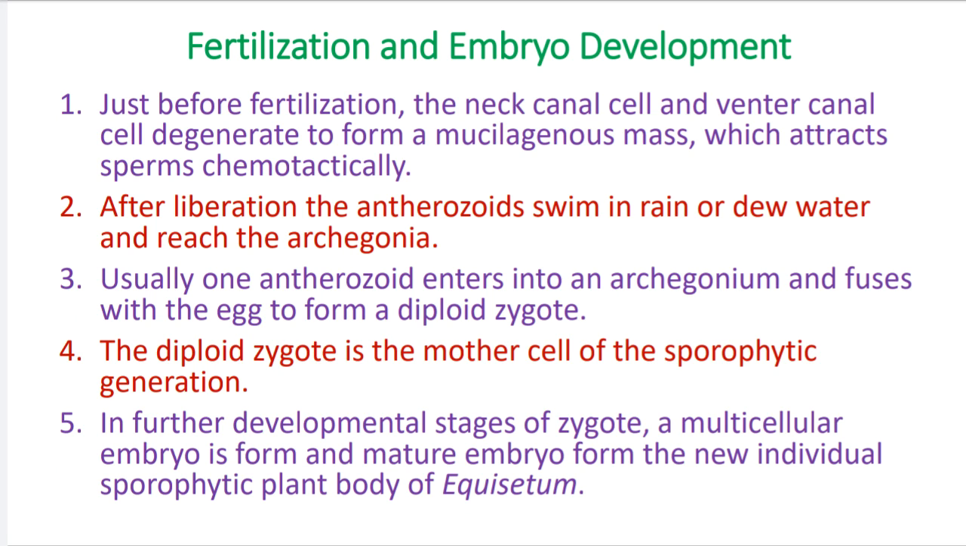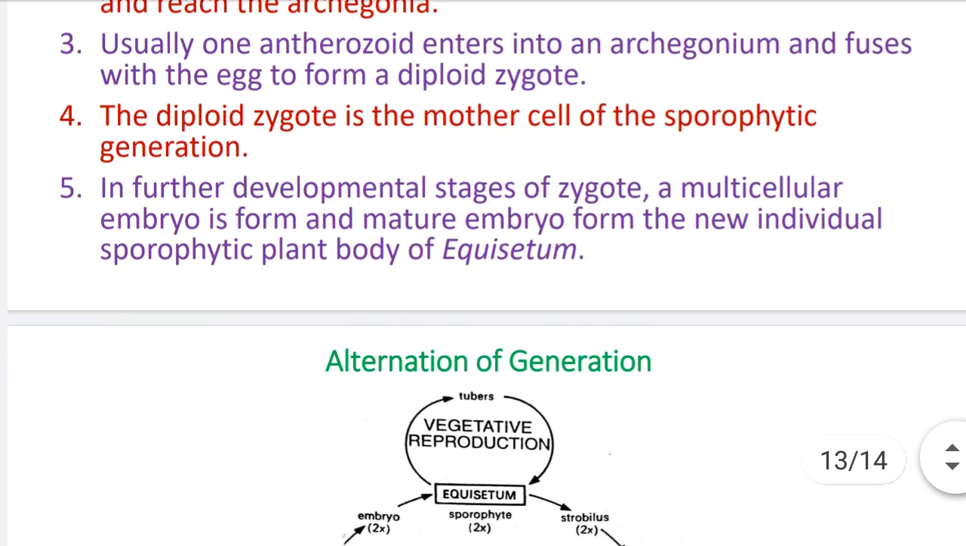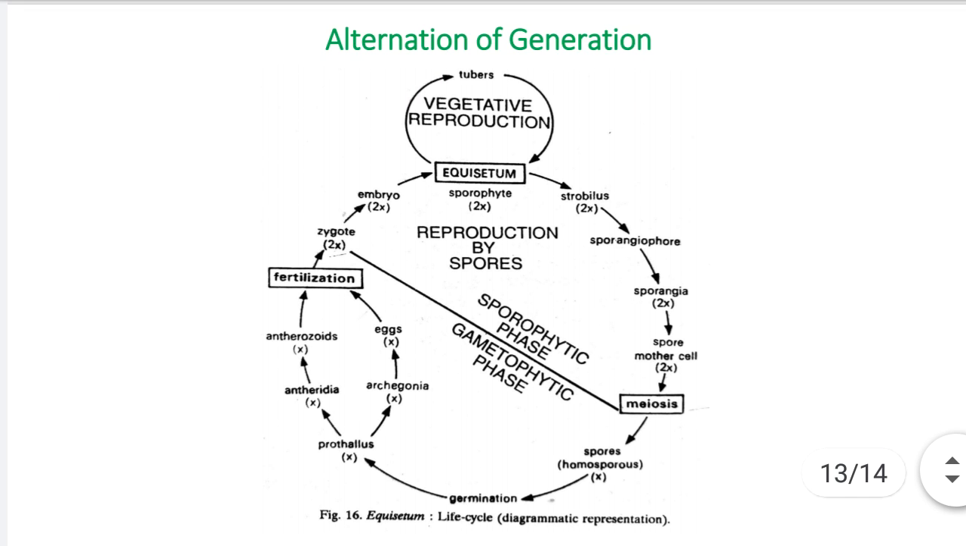Number five, in further developmental stages the zygote forms a multicellular embryo, and the mature embryo forms the new individual sporophytic plant body of Equisetum. In post-fertilization changes, this zygote goes through cell division and produces the multicellular embryo, and the embryo produces the new sporophytic plant body of Equisetum. So this is the alternation of generation in Equisetum.